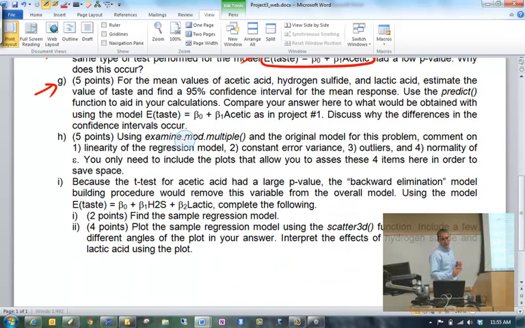Next, for the mean values of acetic acid, hydrogen sulfide, and lactic acid, the 3 predictor variables, estimate the value of taste. In other words, find y hat. And then find a 95% confidence interval for the mean response. Use the predict function to help you with the calculations. Compare that to when we were basically doing the same thing for the model that had only acetic acid.